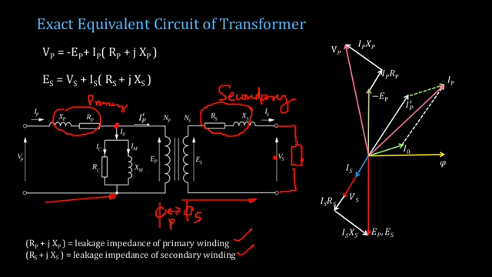I'll just explain once again. Once you have a secondary current flowing, some flux phi s will be produced, and this phi s will be set up in this core, and there will be some flux phi p produced by the primary winding in order to oppose phi s, or the flux due to secondary winding, in order to keep the flux constant inside the core.